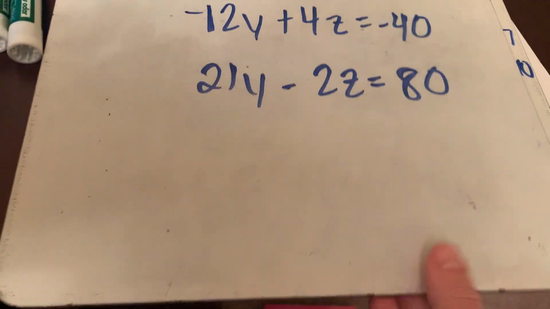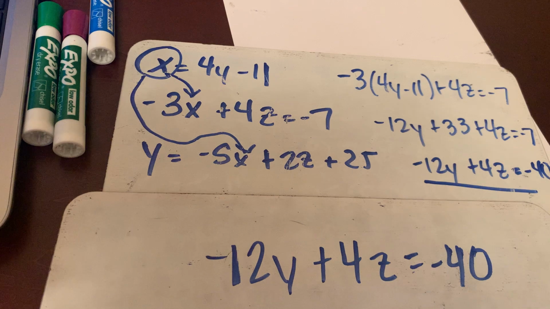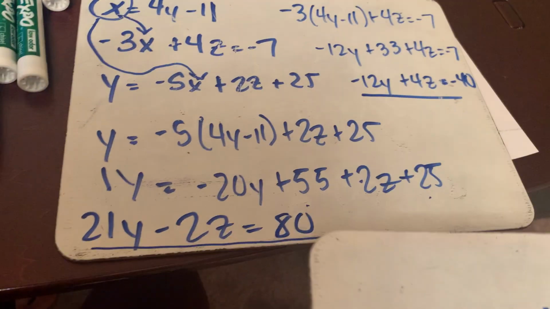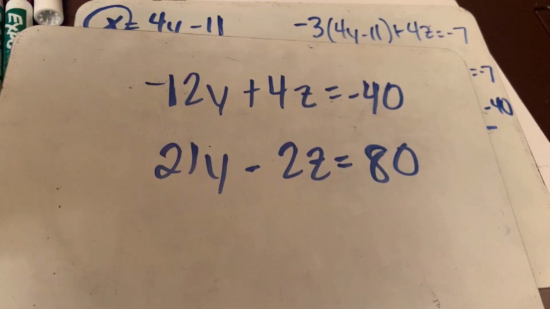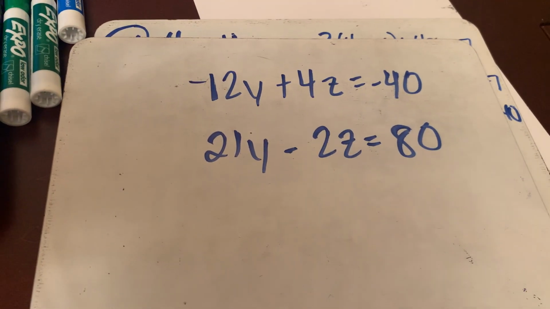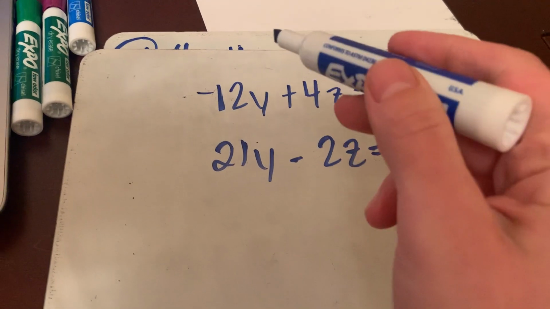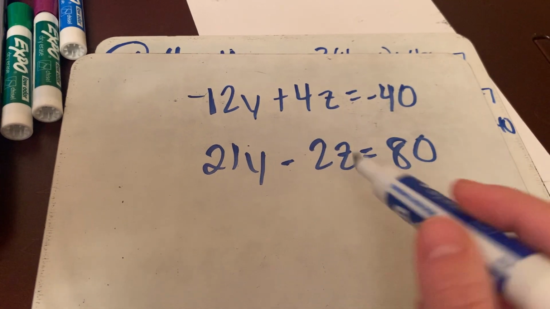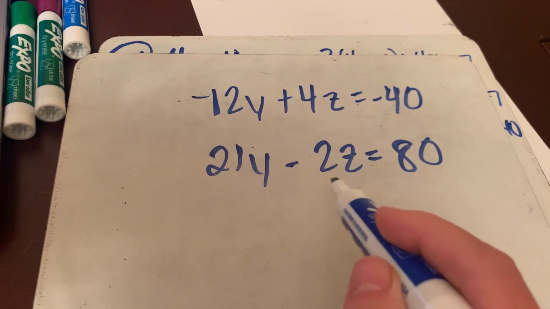So when you substitute that x into both equations and you simplify both equations and put them in standard form, you're going to have these two equations. Well, you know how to solve the system like normal. You get rid of your y's or rid of your z's. Well, let's just go with the z's because we have a 4 and a 2.